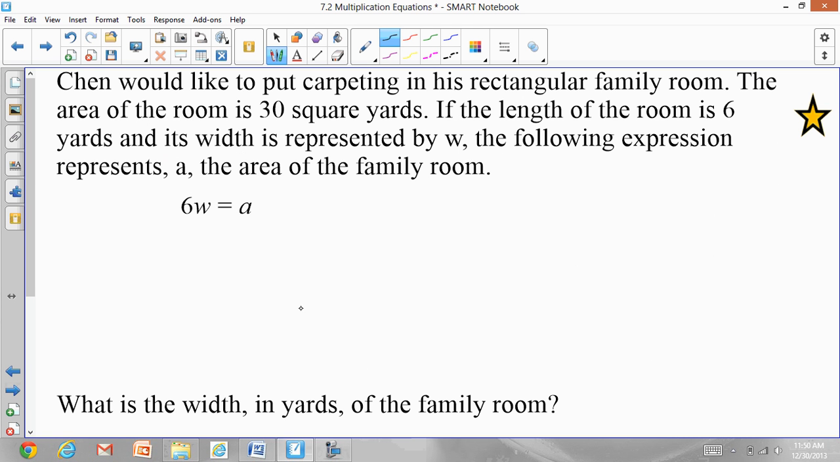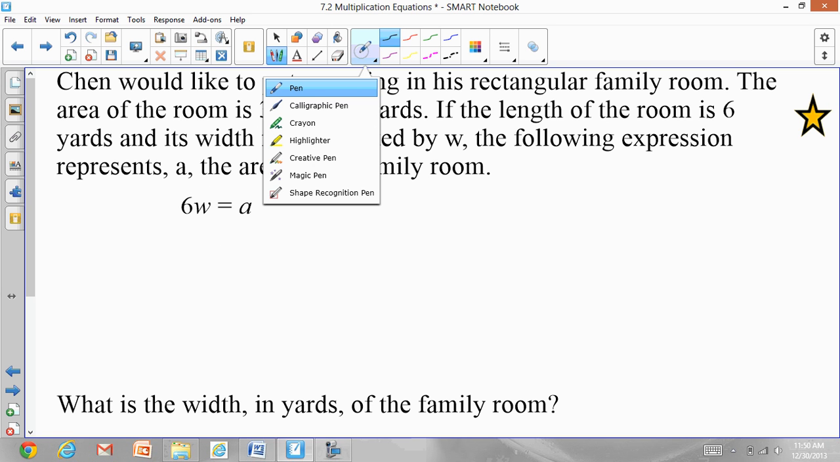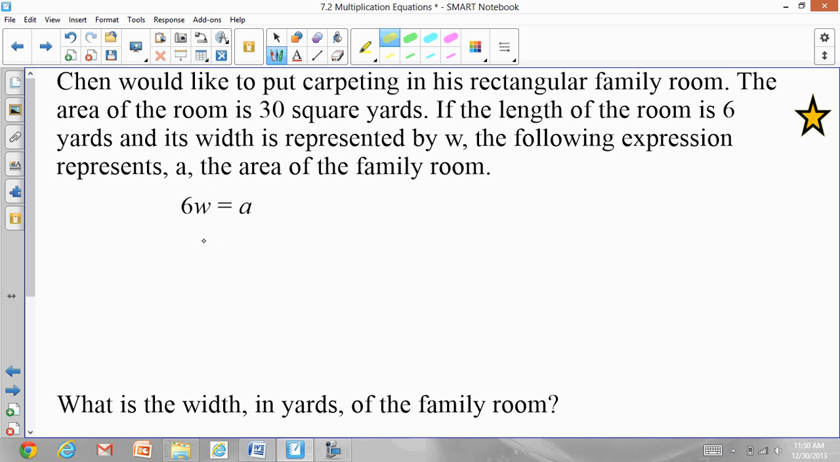And this is an FCAT style question. Pause the video, read the question. Jen would like to put carpeting. The area of the room is given, the length of the room is given, and you are given an equation. You are given an expression. So this is your starting point. 6W equals A. Once you figure this is your starting point, number one, you need to write what W stands for and what A stands for.